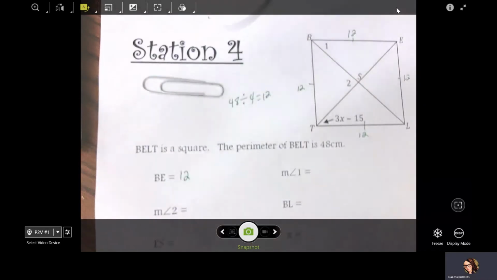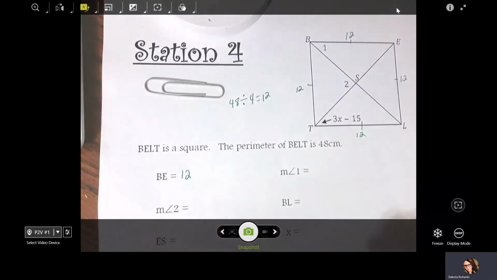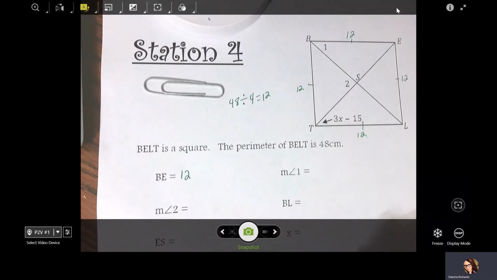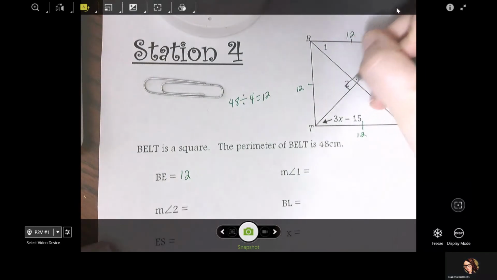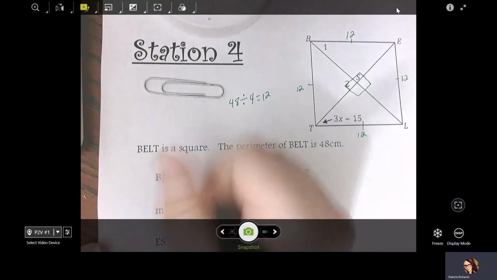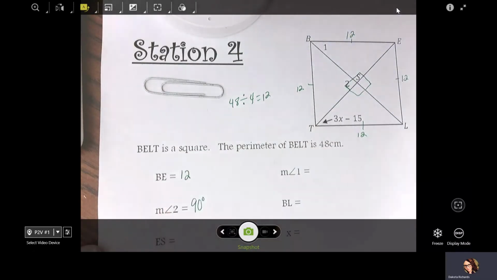The measure of angle 2. Okay, again, all properties apply. One of the properties we looked at just in the previous example, diagonals were perpendicular, so they create 90-degree angles. That's going to be true here. So angle 2 is just 90 degrees. ES. Okay, so this is that segment here. All right, and so let's keep going. Let's skip that one for now.